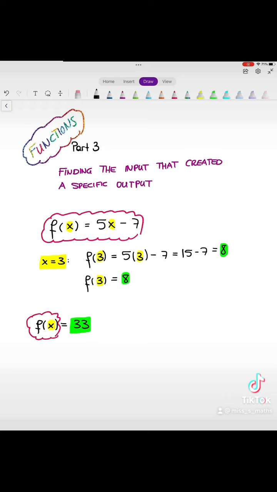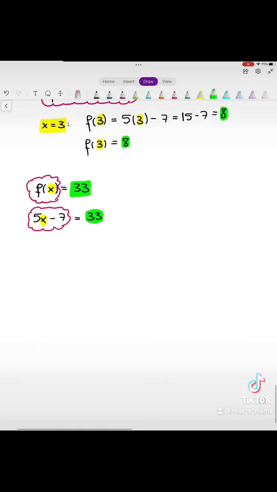This time we know what the output is, and we would like to know which input was used to create this output. That means we will now use the rule that we have there. So f of x is equal to 5x minus 7. We use this equality between f of x and 5x minus 7, these two being the same. We're going to use that property and actually replace f of x with 5x minus 7.